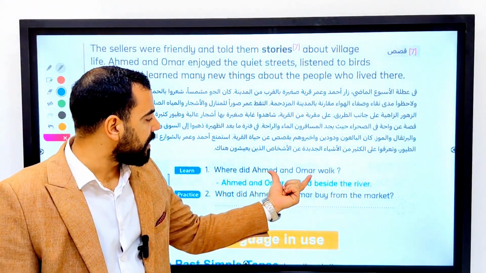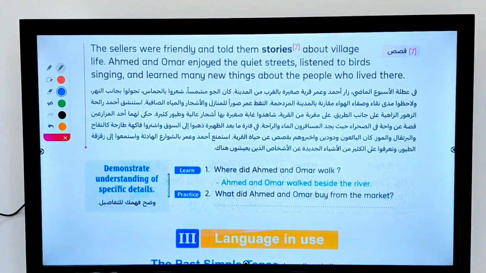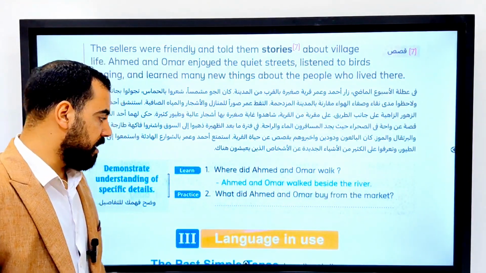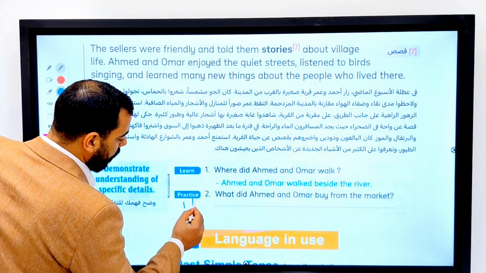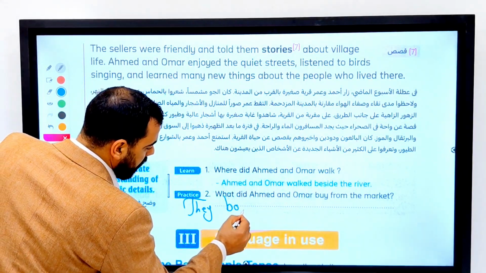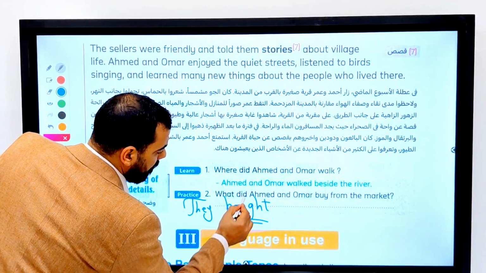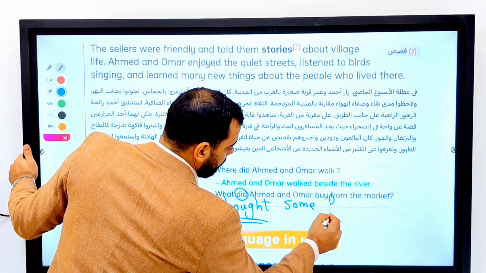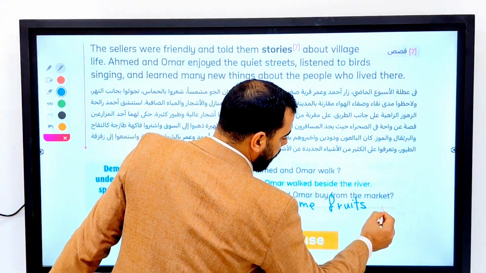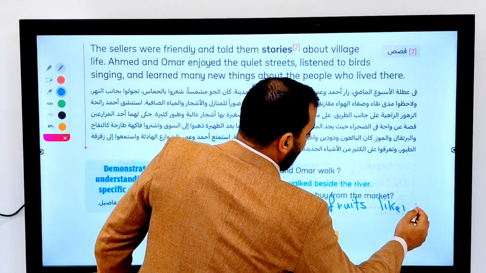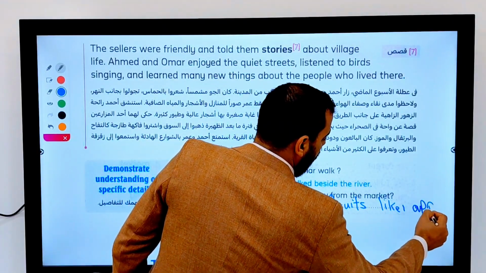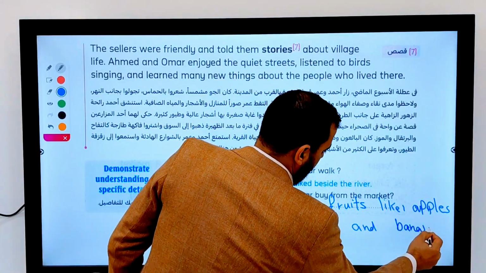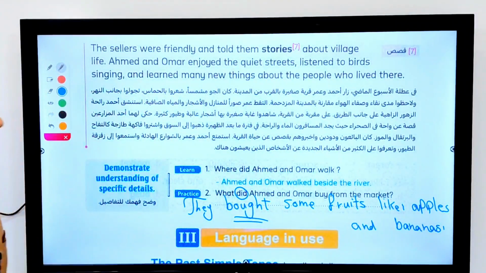First question. Where did Ahmed and Omar walk? Yes, Ahmed and Omar walked beside the river. What did Ahmed and Omar buy from the market? They bought. Bought must be in the past because the question is in the past. So they bought some fruits like apples and bananas. They also bought oranges, but it's okay.